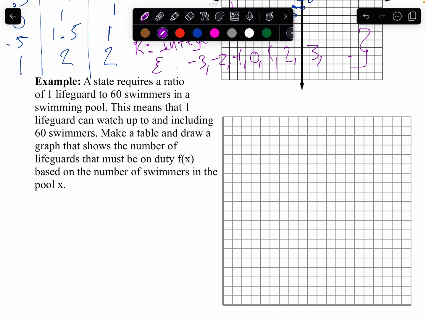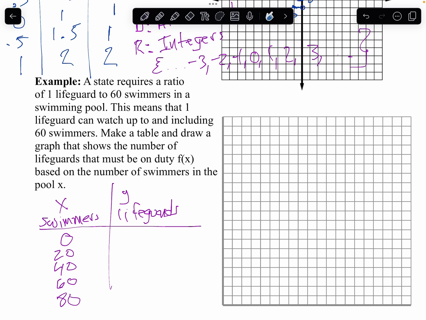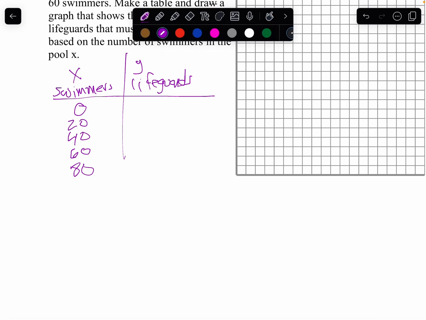So let's make a table here. So x is going to be the swimmers. y is my lifeguards. So let's go like 0, 20, 40, 60, 80. I want to do a few more of these. 100, 120. I think we get the idea there.